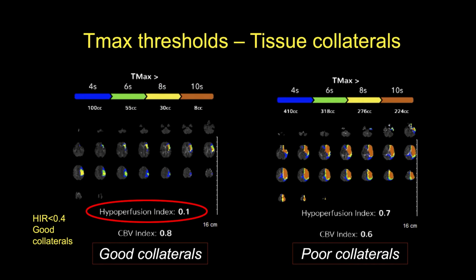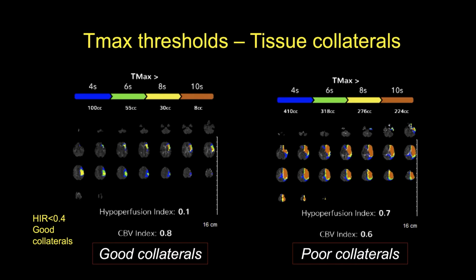So the hypoperfusion index, which is the HIR, which is getting a lot of attention now, and there has been quite a bit of literature about it, is an indicator of tissue collaterals. And that is the Tmax of 10-second volume divided by the Tmax of 6 seconds. Remember, 10 seconds basically means that it is taking a longer time for the contrast to come in. There is a large vessel occlusion. There are a lot of collaterals. There's all this circuitous route of the contrast agent, and that's what the Tmax is capturing, right?